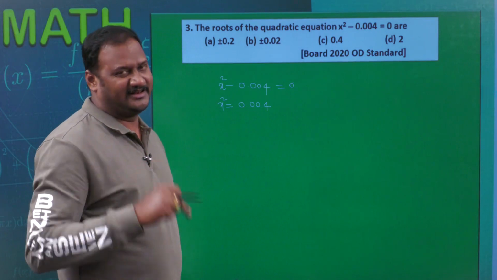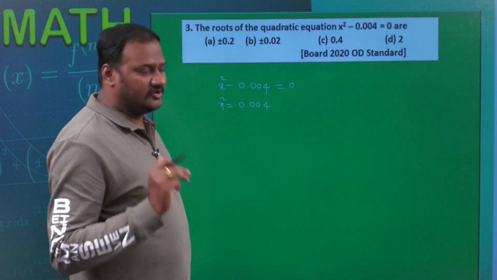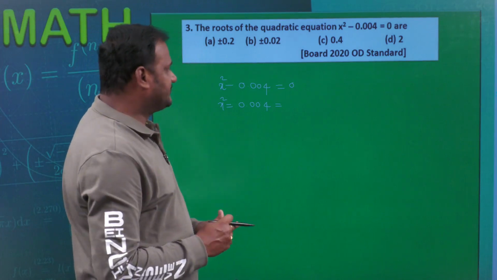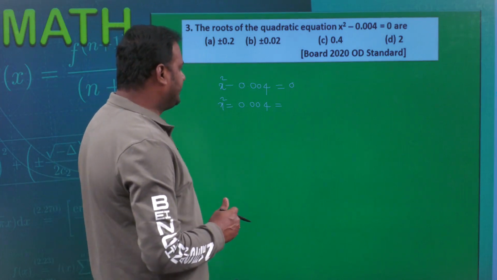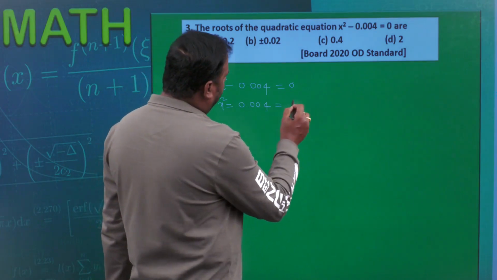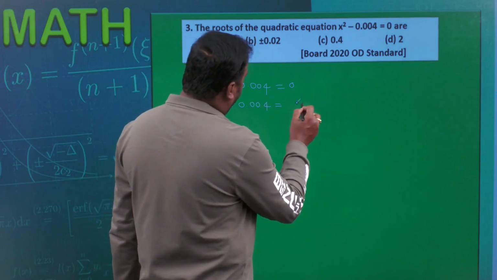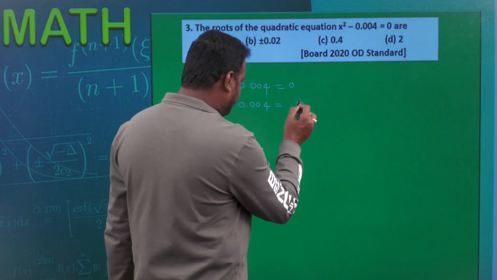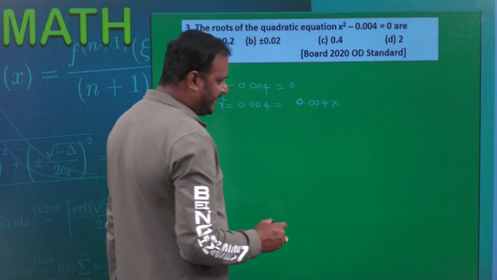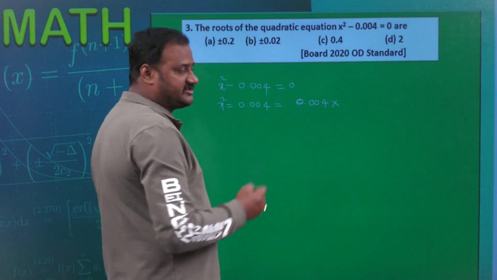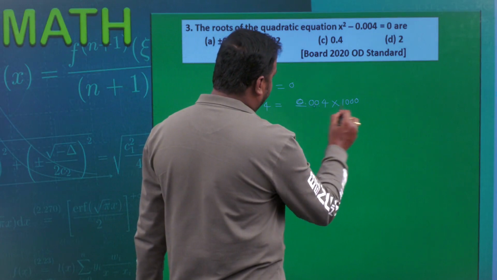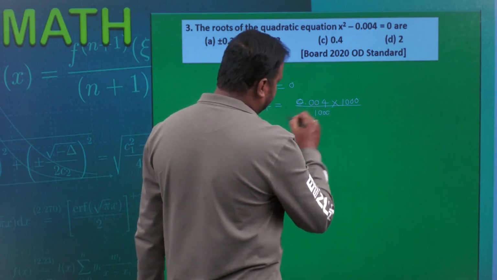Okay? x square equal to 0.004, can we write this as 0.2 whole square or 0.02 whole square or 0.002 whole square? A little confusing, right? So then we'll do one thing. First of all, we will have to remove the decimal. In order to remove the decimal, after the decimal you have 3 digits, right? So 0.004 multiplied by which number to remove the decimal here? 1, 2, 3. So you will have to multiply and divide by 1 followed by 3 zeros.